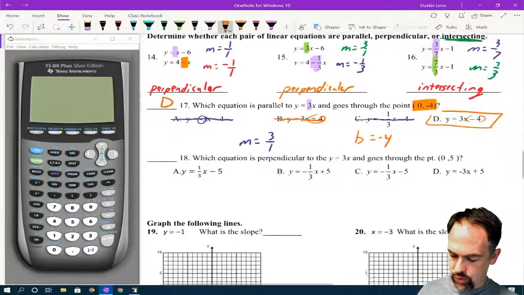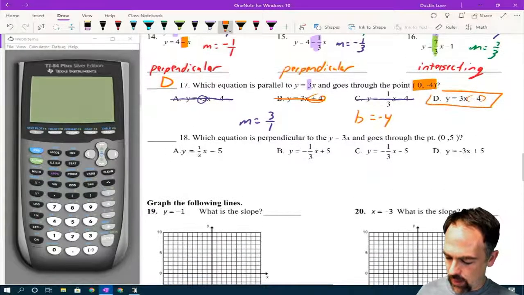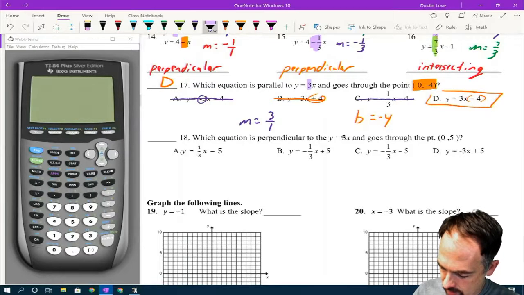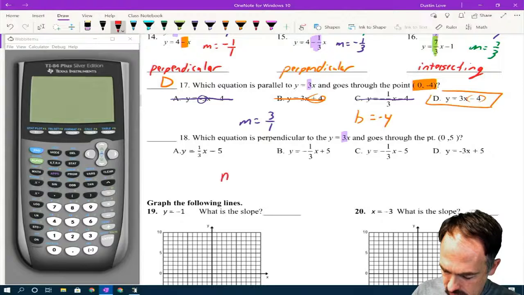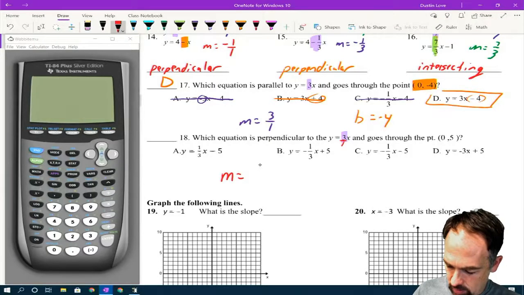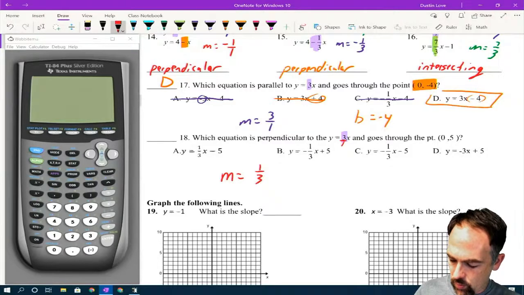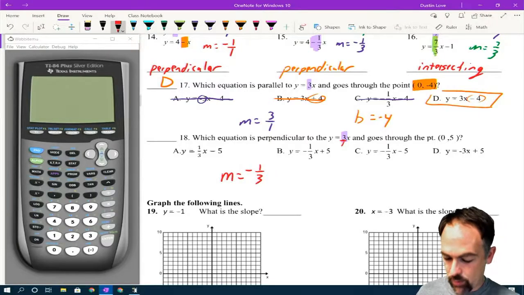Okay, 18. Which equation is perpendicular to the line y equals 3x? Here my slope is 3. So my perpendicular slope, again, that's 3 over 1. We're going to flip it upside down, make the reciprocal 1/3. And now this was positive, we need the opposite reciprocal, so it's going to be negative 1/3.